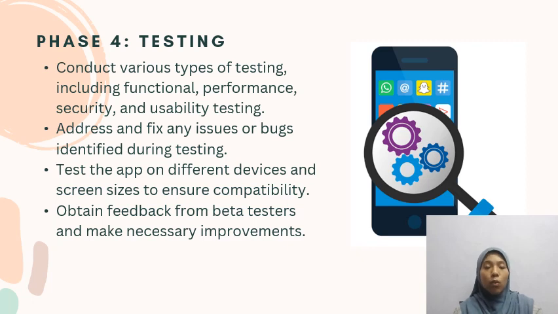For phase 4, we have to test it. Conduct various types of testing including functional, performance, security, and usability testing. Address and fix any issues or bugs identified during testing. Test the apps on different devices and screen sizes to ensure compatibility. Like we have devices like laptops, tablets, smartphones, maybe even TV. So we have to fix it so we can see the compatibility is the right size for each device.